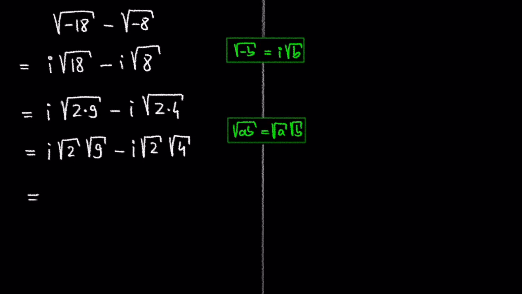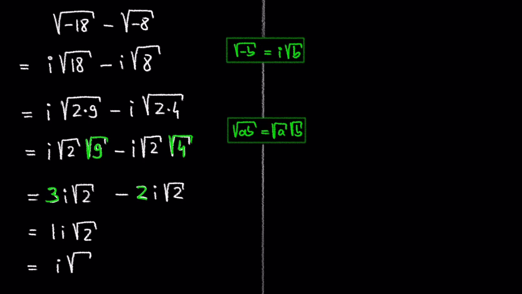The square root of 9 is 3 and the square root of 4 is 2. Three times i times the square root of 2 minus 2 times i times the square root of 2 is 1 times i times the square root of 2, which is i times the square root of 2. And we are done with this problem.